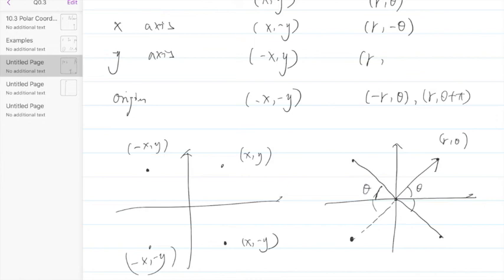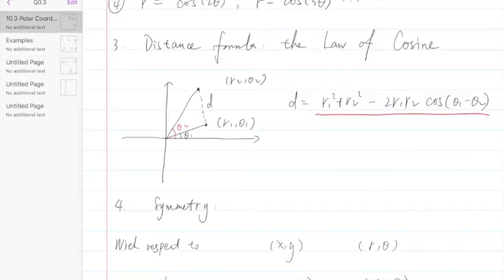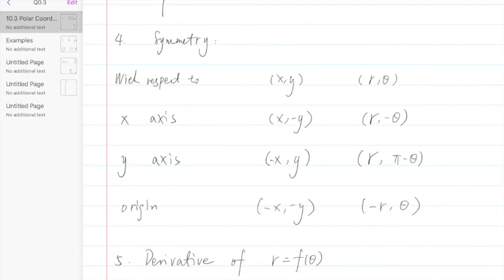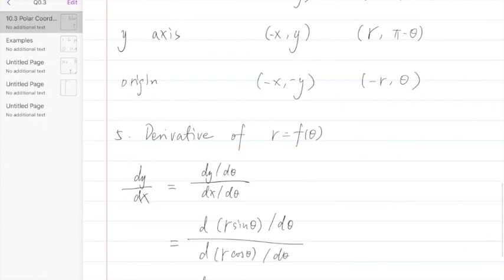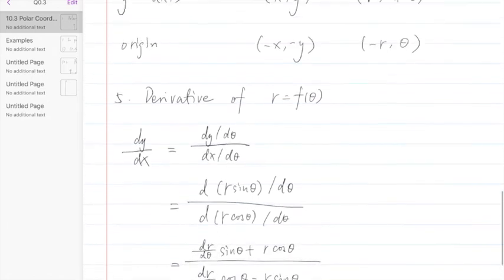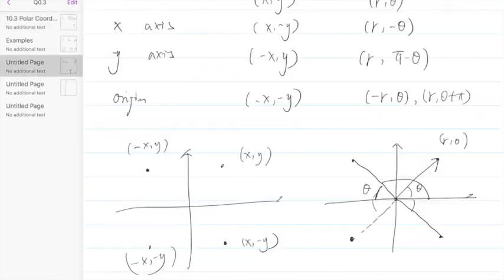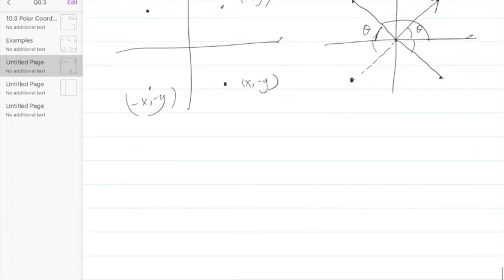Similarly, what about this one? You can see you keep the same r, but this is going to be theta. If you want a symmetry with respect to the y-axis, that gives you the new theta to be pi minus theta. So I put all these kinds of things as a list here. Go back and play with it and try to see how we got all these conclusions. It's very easy. Cool.